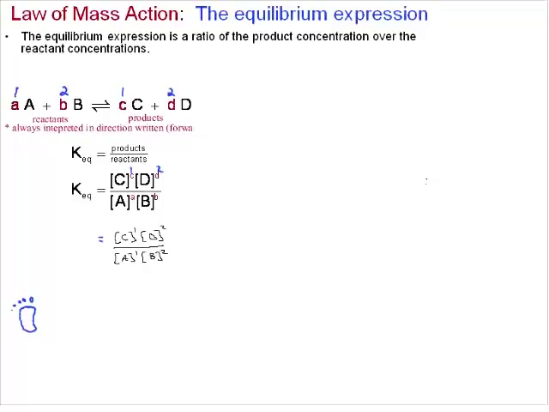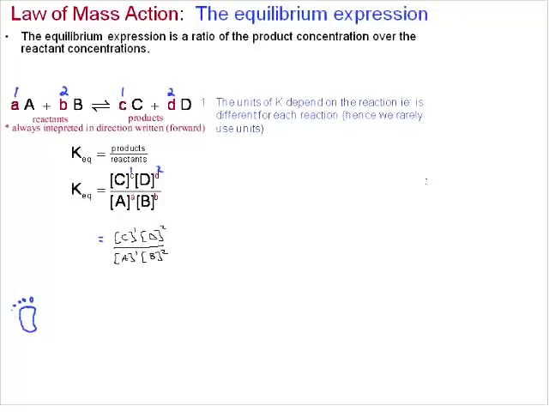So in this particular example then, the equilibrium expression would be written as C to the power 1, D to the power 2, A to the power 1, B to the power 2. Okay? And that's what we refer to as the equilibrium expression. Okay, now this is going to be a constant. We refer to it as an equilibrium constant.